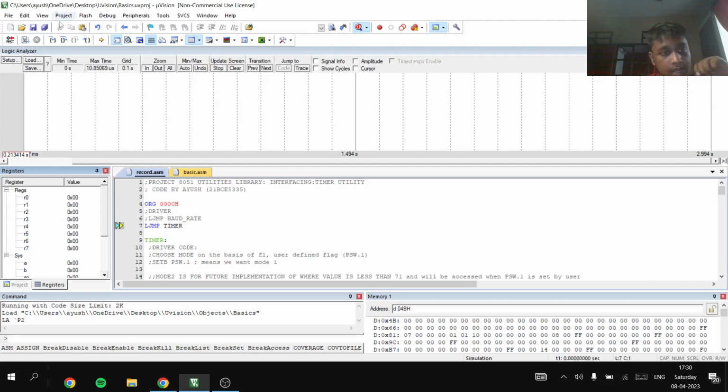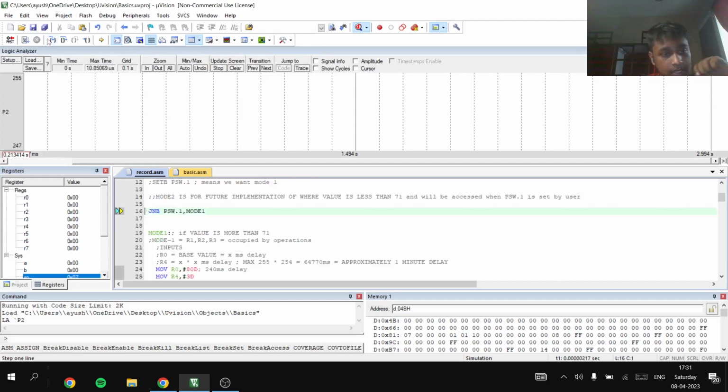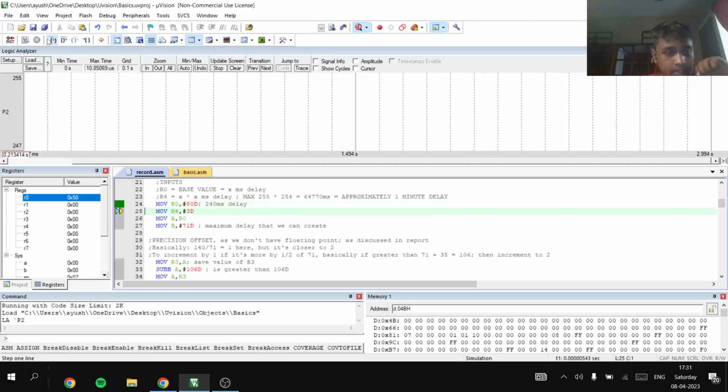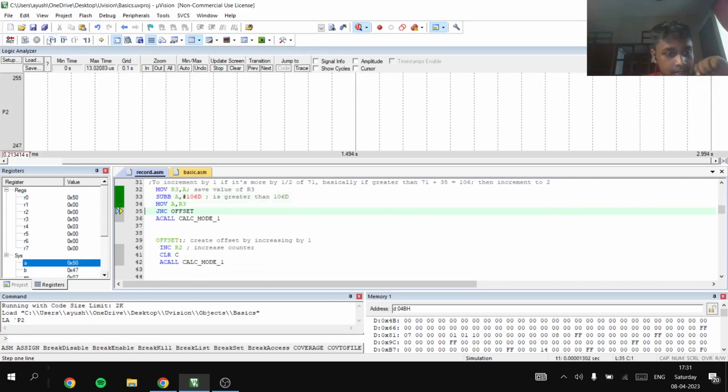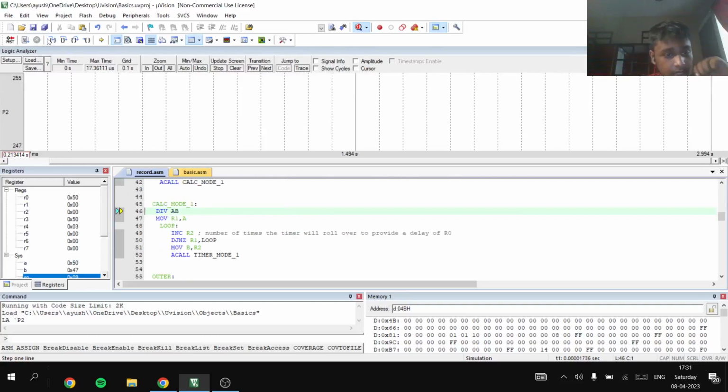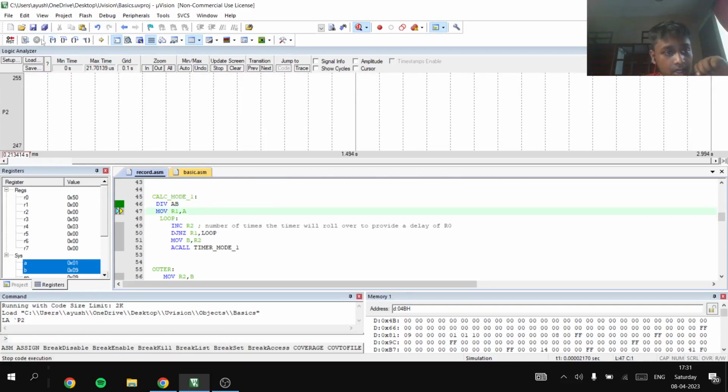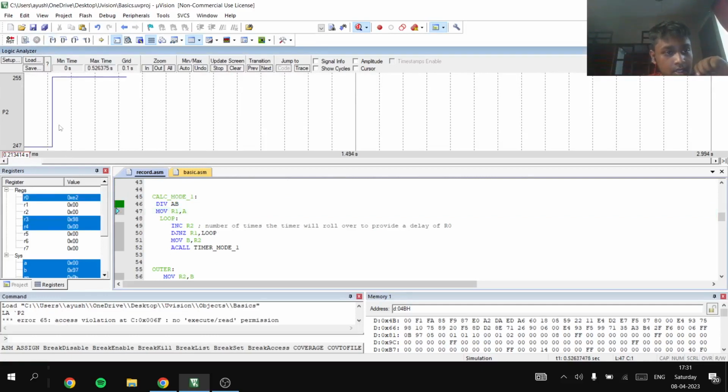So I'll jump to timer because we're talking about timer. Mode 1, we create the delays. Since it's not more than 106, we're straight up just gonna go to the calculation and not add the offset. So yeah, there we go. So we see the sharp rise after 0.21 seconds, right? This is about 240 milliseconds.